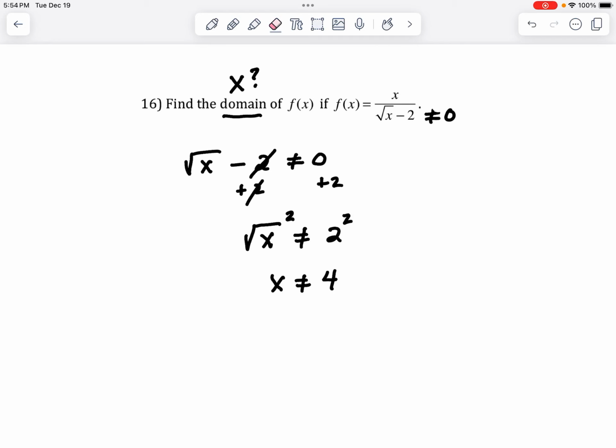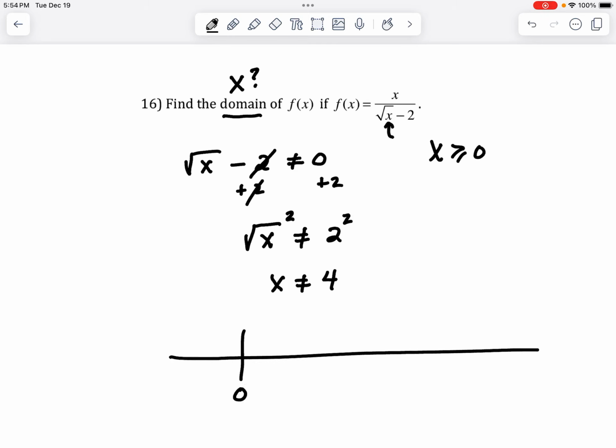Okay, then the other rule for domain is that if you have a square root, whatever's inside the square root needs to be bigger than or equal to 0. Can't be negative is what it's saying. And so if we put those two together, that basically means you've got the number line going from 0 to 4. And from 0 to 4, you can include the 0.